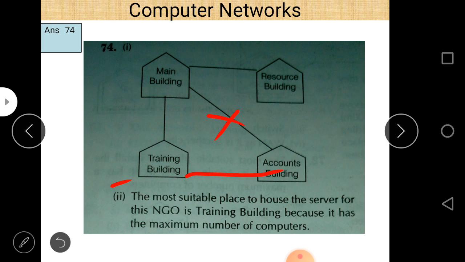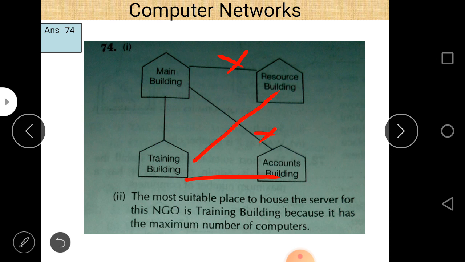So now all buildings are directly connected to each other, but in this case there is a small problem. To connect the account building to the resource building, first of all we have to connect the account building to the training building, then the training building to the main building, and then the main building to the resource building. So the path is too long in this case. So we also use another option, which is to connect this and this and eliminate this and this.